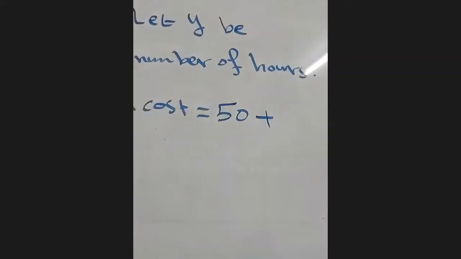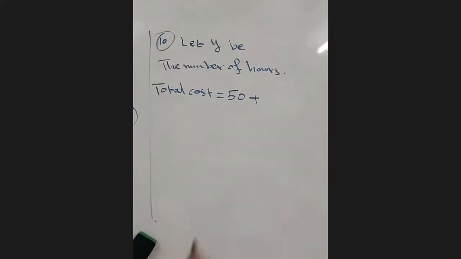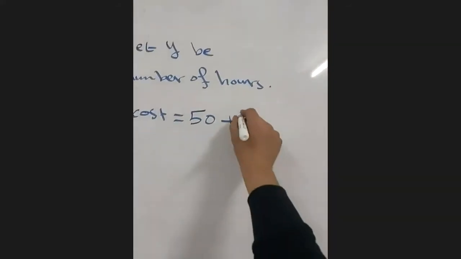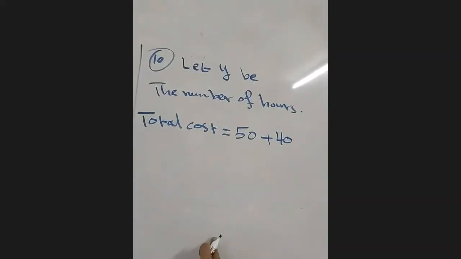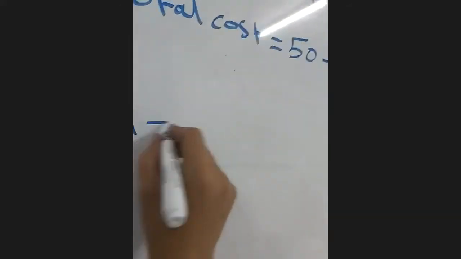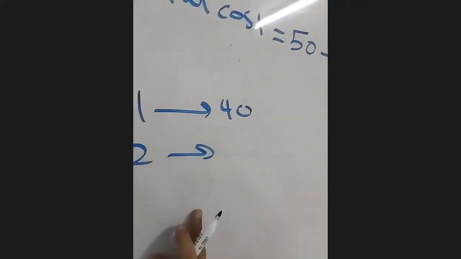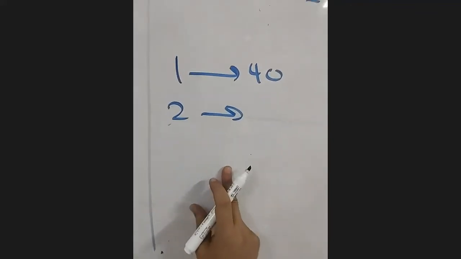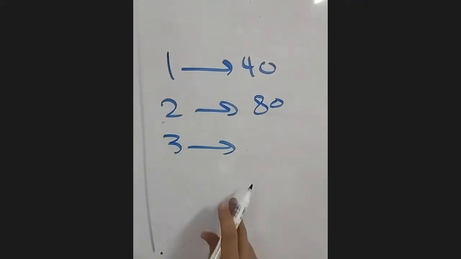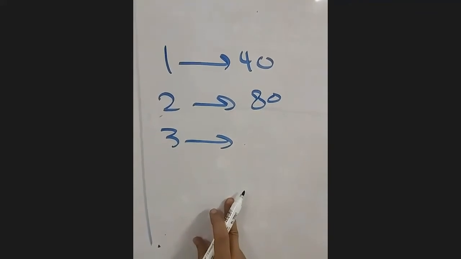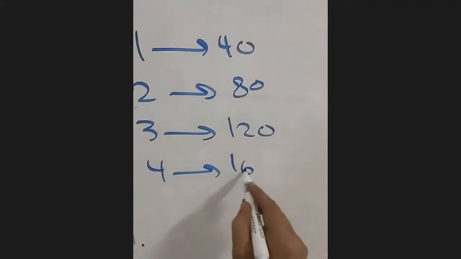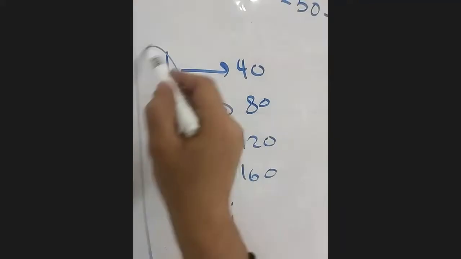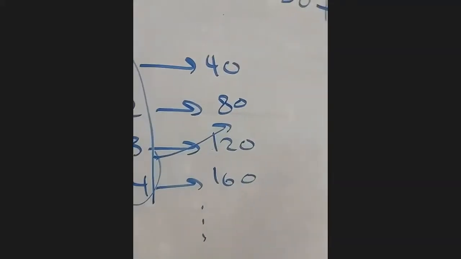Plus, for each 1 hour he gets how much? $40. But how many hours? Do we know? No. Look here, if in 1 hour he gets $40, in 2 hours how much will he get? 80. In 3 hours? 120. In 4 hours? 160. And so on. So we multiply the number of hours by 40, right?